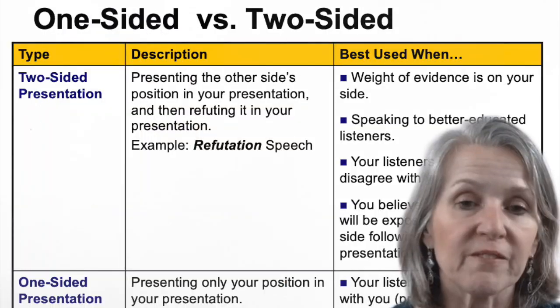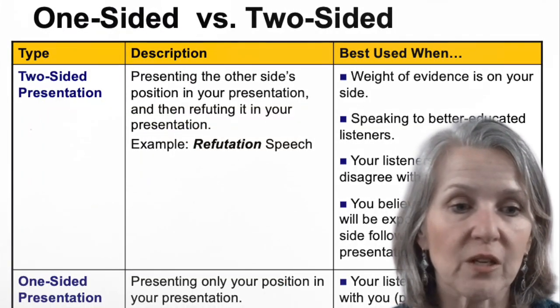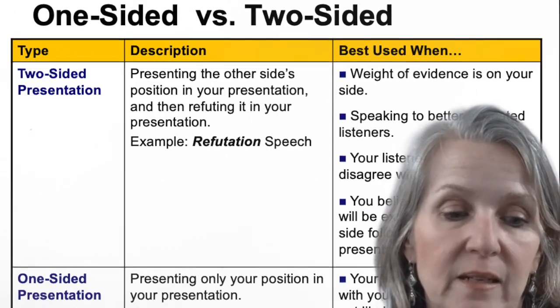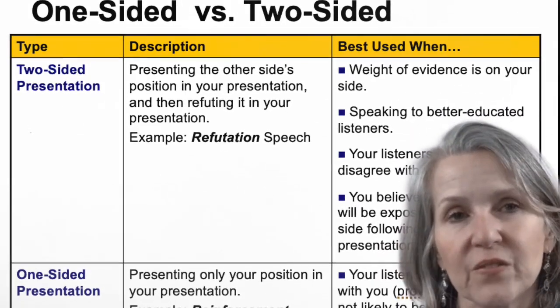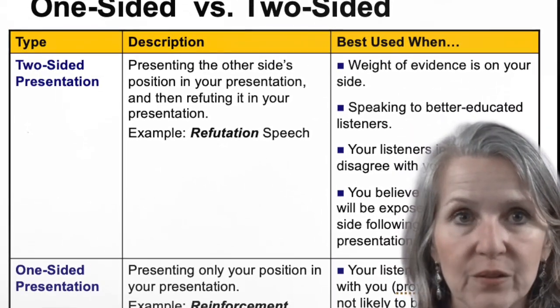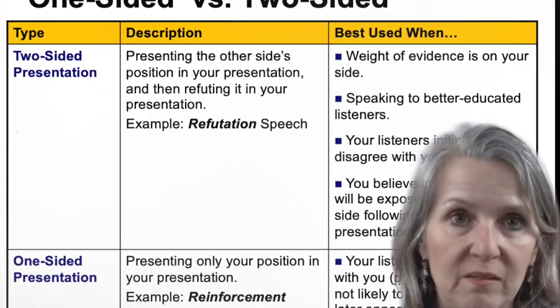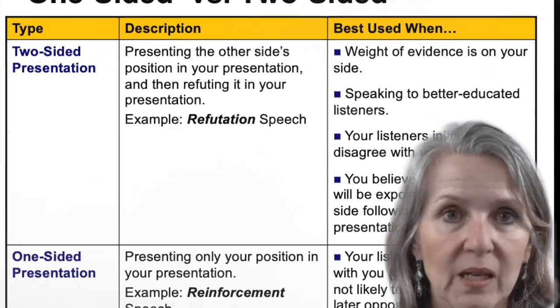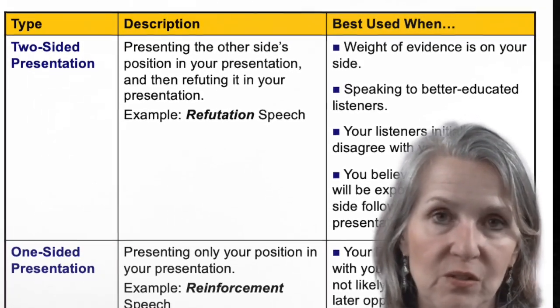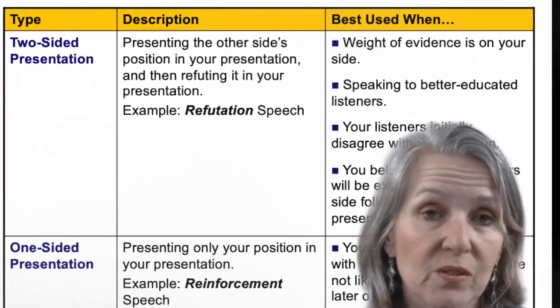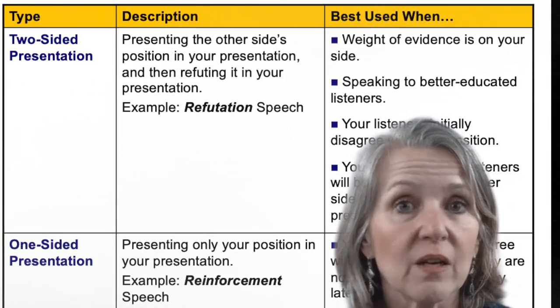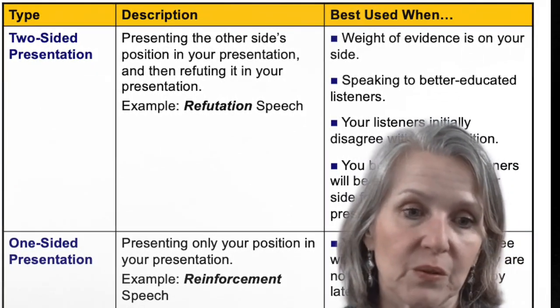Final area that I want to touch on is this idea of a one-sided versus a two-sided presentation. How do you know when to choose to address the opposing side of your argument versus being able to just go into a room and address your own side of an argument and just present the information from your own point of view? So when you have only to concern yourself with presenting a one-sided argument, it would be if you are reinforcing an existing position, as we talked about on the continuum.